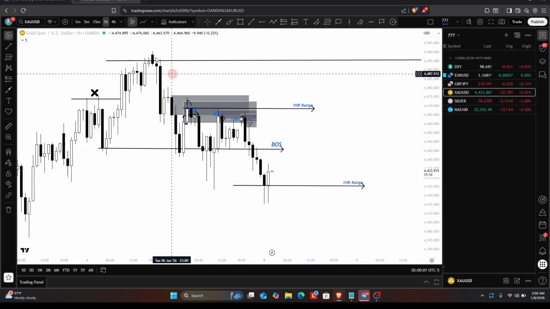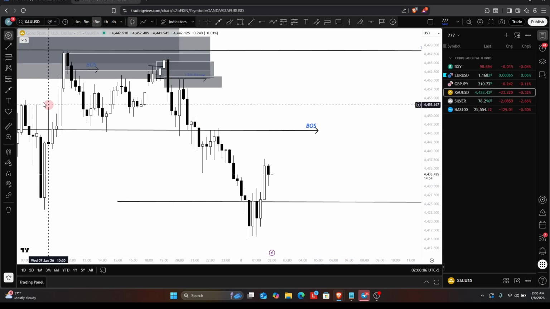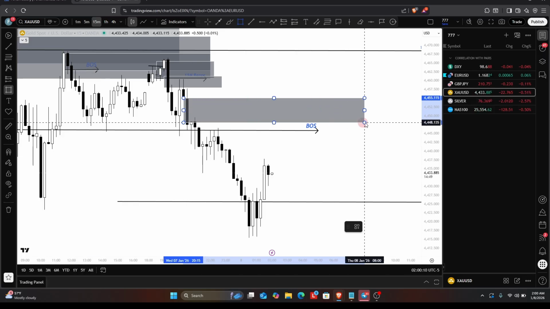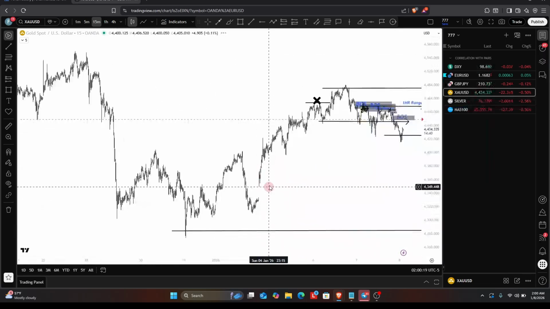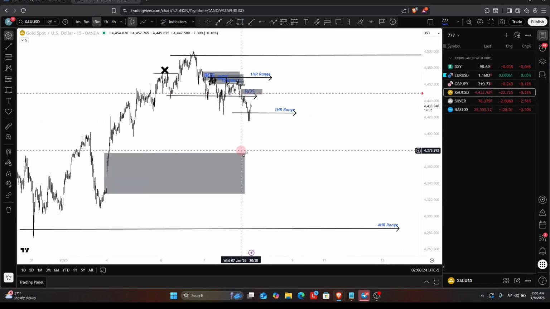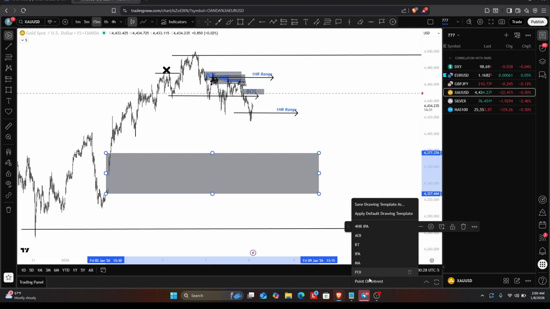Here. So what I will be looking at is potentially price might come up here and distribute out here. I would be interested in that. Looking for some more distribution going towards this imbalance down here that we just previously talked about. Come fill it and then potentially accumulate to a new high out of this area.